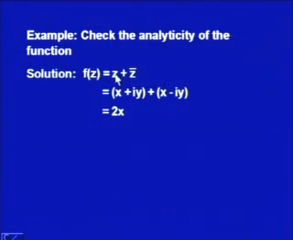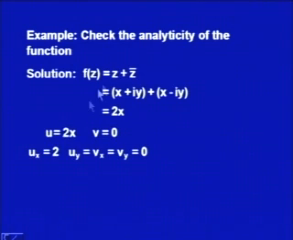Now, in this case you have to check the analyticity of the function f(z) is equal to z plus z bar. We write down f(z) is equal to z plus z bar as x plus iy plus x minus iy. So, this comes out to be 2x, and accordingly this function has u equal to 2x while v is equal to 0. So, when we calculate various partial derivatives, u_x comes out to be 2, u_y is equal to v_x is equal to v_y is equal to 0, all other derivatives are 0.